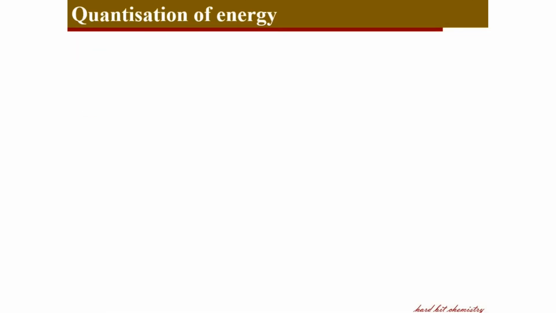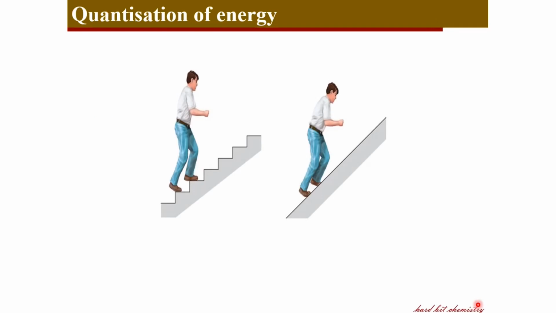Now let's see what is quantization of energy. Quantization can be simply represented by those two pictures. The second picture, for example, represents translational motion. That is, this guy can decide his step size. He can take a smaller step and a longer step. There is no definite amount of energy associated with each step.